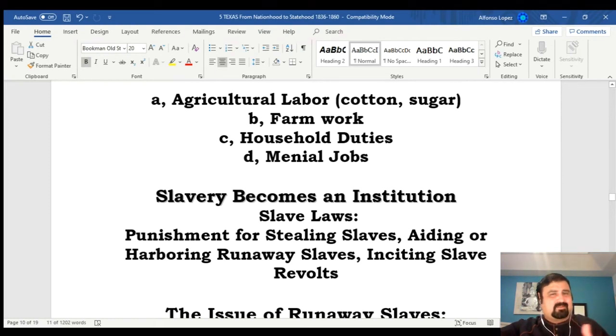Also, they're going to be engaged in what's called household duties. Okay, they work in the household, doing cleaning, for example, gardening, cooking, and the like. Okay, taking care of children and the like. Okay, and also menial jobs.